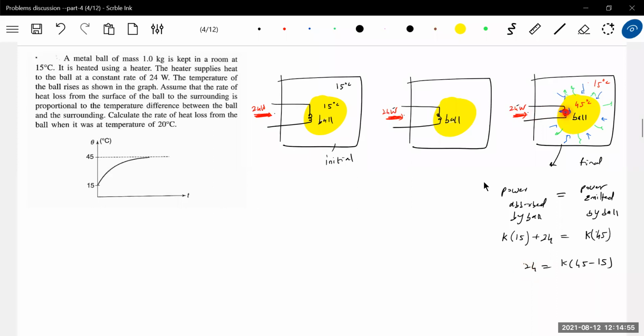What all power it gains from the heater coil, and what all power it gains from the room, that is going to be radiated because the temperature will remain constant. So how can you write this equation, because we are discussing the final state here. Finish. Now we know the value of K. K will be 24 by 30, that is 12 by 15.